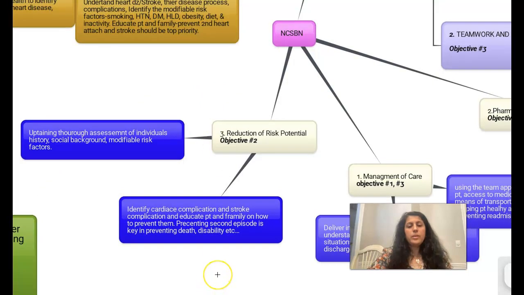And the baccalaureate student will be able to identify cardiac complications and stroke complications and educate the patient and family on how to prevent them. Preventing a second episode is key in preventing death and disability, and more.